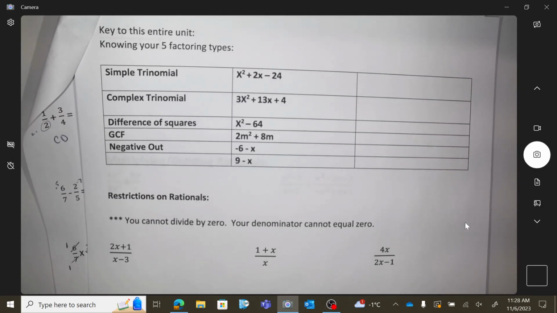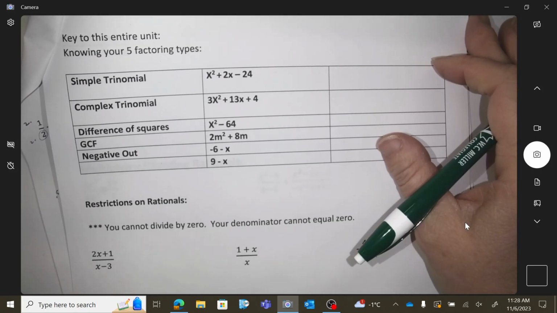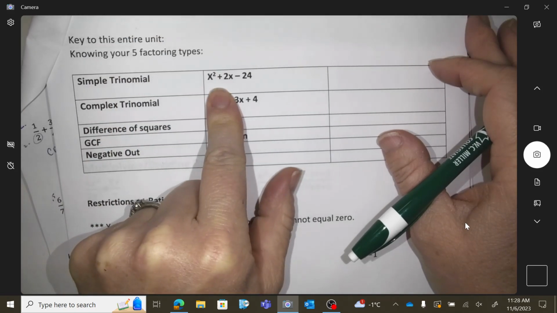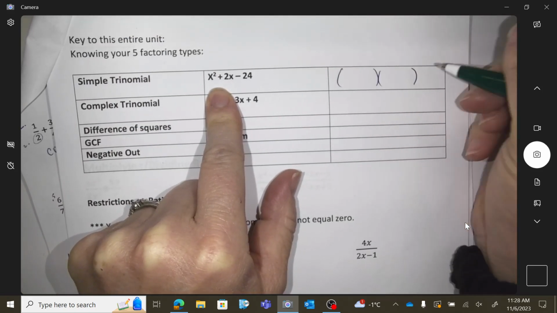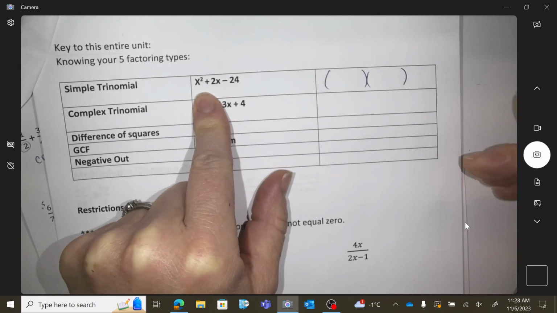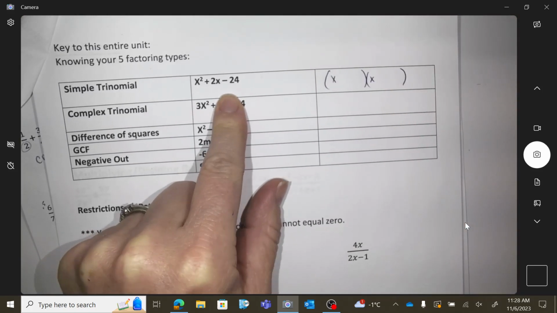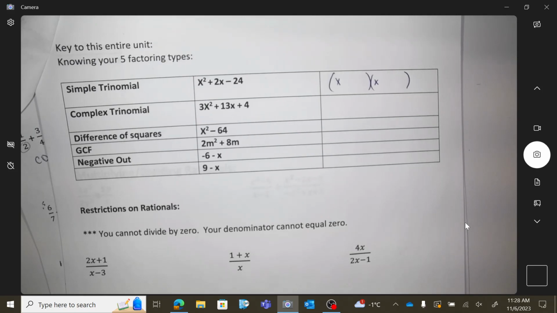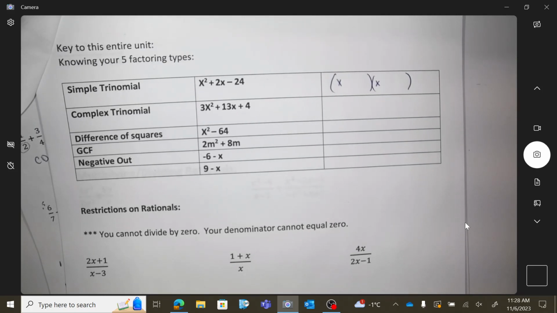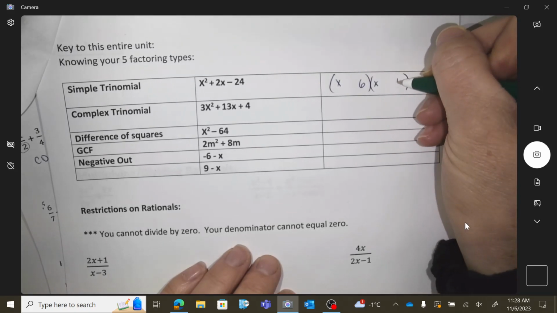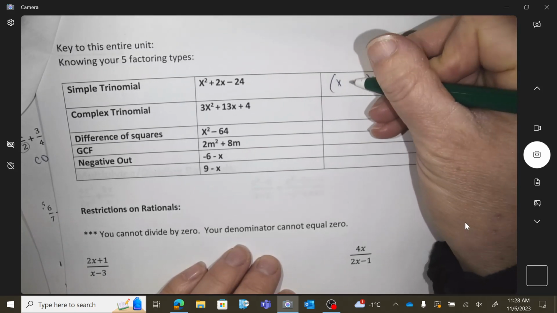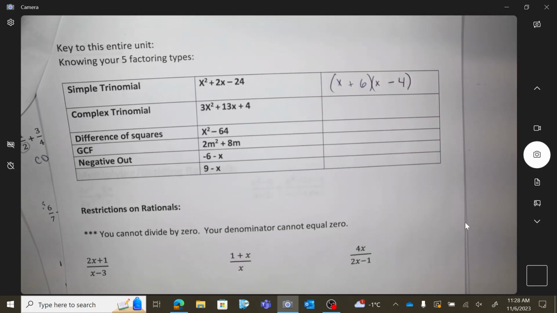So to do this entire unit, you have to be a professional factorer. So what do you know? We know simple trinomials. Here's a simple trinomial. Give me two brackets. X times x. What multiplies to 24? You got some factors for 24 and you got to get a 2 out of them. 6 times 4. And I need a plus 2 out of them. Okay, that's the simple trinomial.